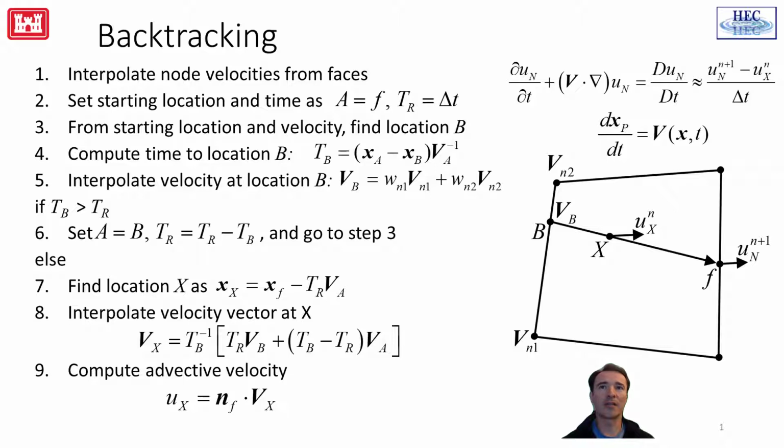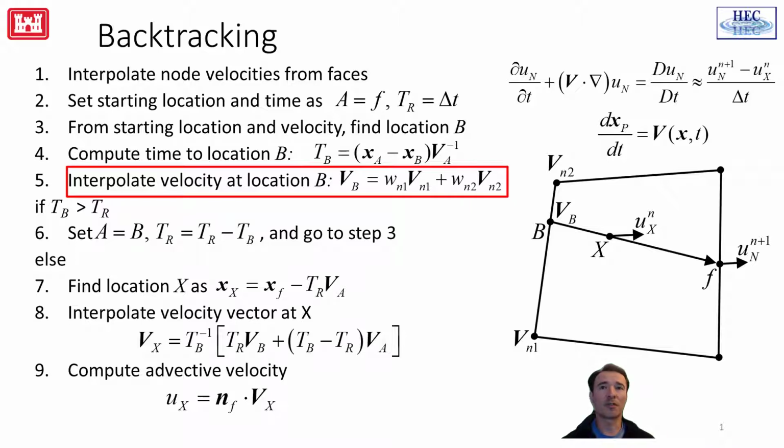First, the node velocities are interpolated from the faces using the previous time step velocity field. The backtracking starts at the faces. The starting location A is set to the face center F, and the remaining backtracking time T sub r is initialized as the time step. Next, the location B is computed from the starting location A. Then the time to location B, T sub B, is computed. Then the velocity at B is interpolated from the nodes.